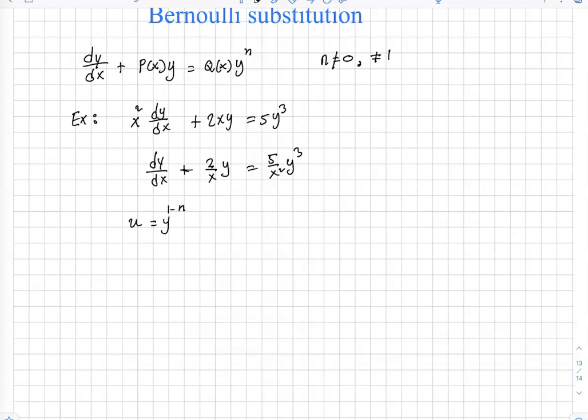So y is your variable to be solved. So you raise this variable to the power 1 minus n. n is the power on the right hand side. 1 minus n. So n is 3. So y to the power 1 minus 3 is minus 2. Okay. So u is y to the minus 2. So you decide this is your substitution.